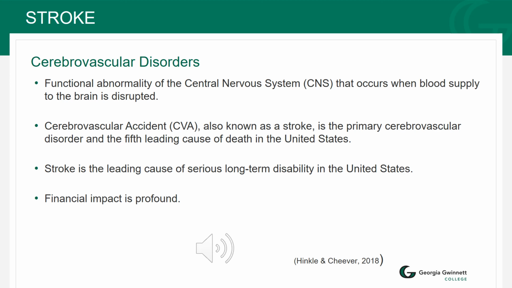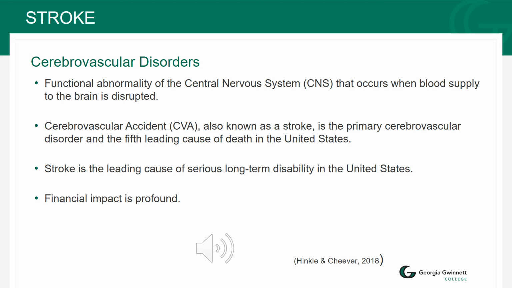Cerebrovascular disorders are the functional abnormality of the CNS, the central nervous system, that occurs when blood supply to the brain is disrupted. The cerebrovascular accident, which is also CVA, also known as a stroke, and that's what I'll call it from now on, is the primary cerebrovascular disorder.